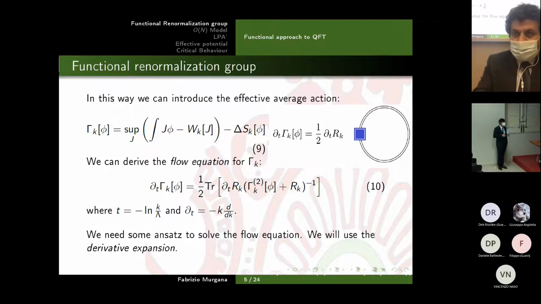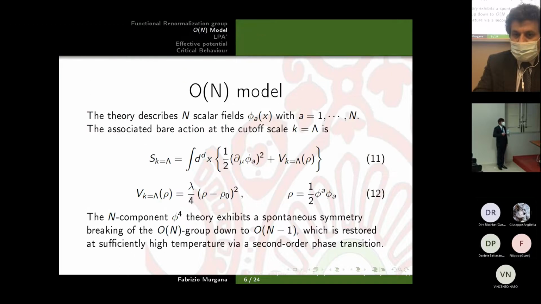Of course, you cannot solve it analytically, or you can almost always not solve it analytically, so you have to use approximation. And in this case, we will use derivative expansion, which means that Gamma_k is expanded in powers of the gradient, and in particular, we will stop at order, let's say, 1/2, and you'll understand soon why.